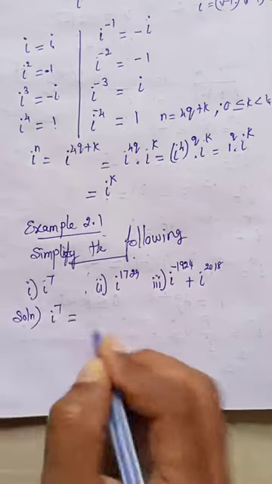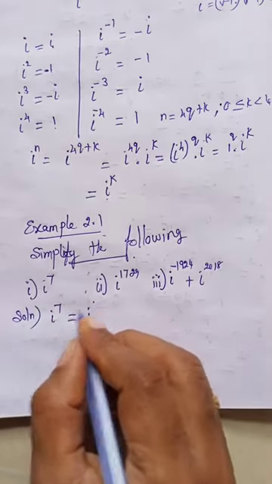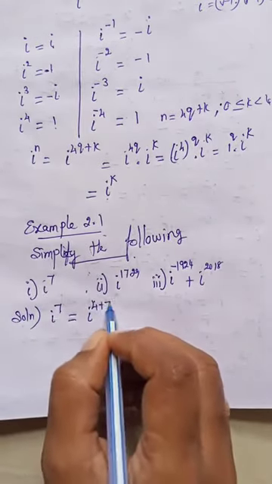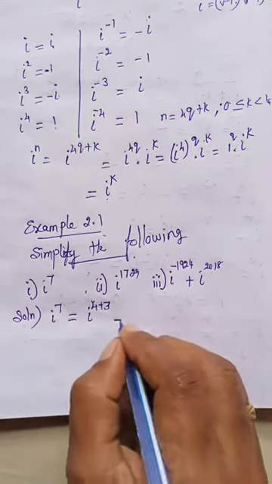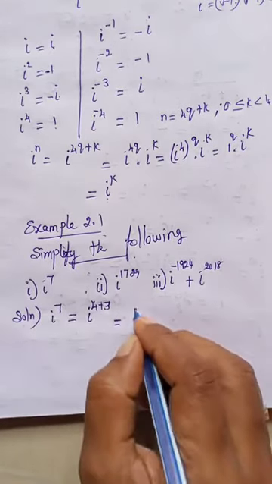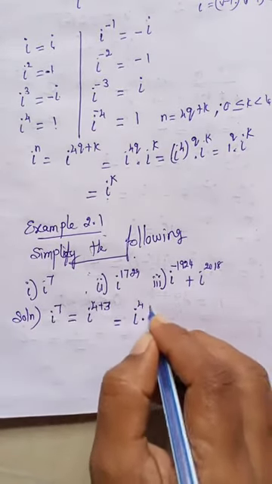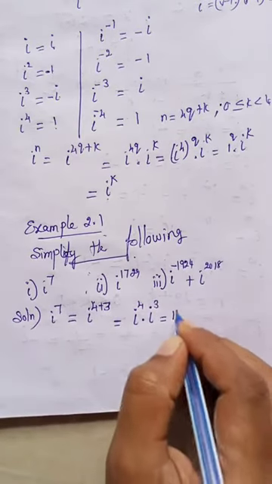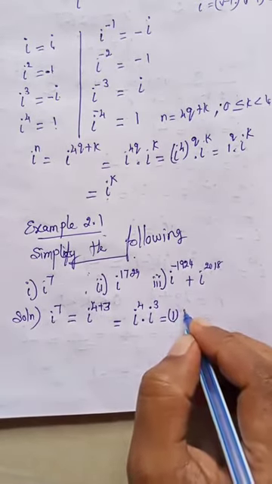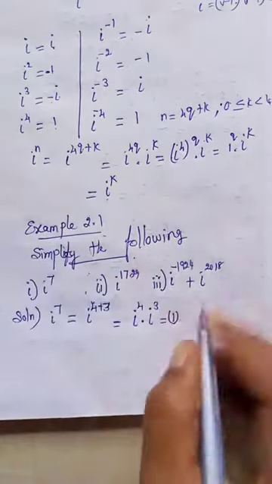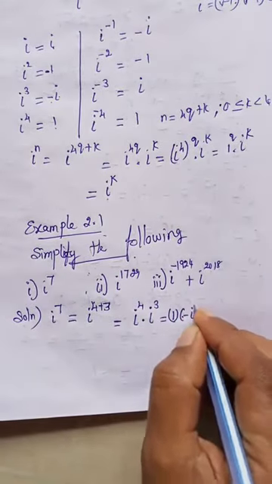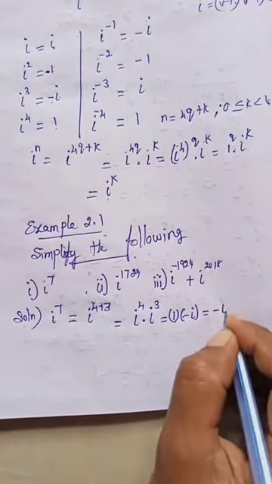i^7. Simple number. We know that 4 plus 3 is 7, isn't it? This can be written as i^4 into i^3. i^4 is 1, into i^3. What is that value? Minus i. So together the value is minus i.